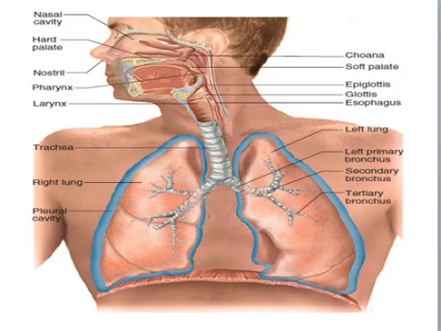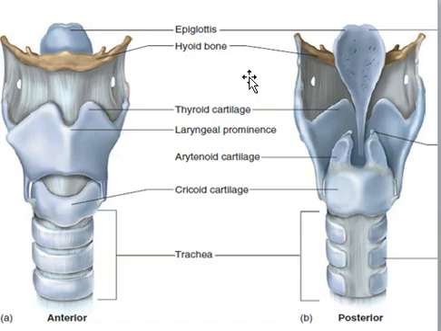Now, we want to speak about the larynx. The larynx, called the voice box, is composed of many cartilages. The primary function is to keep food and drink out of the airway and to produce sound.